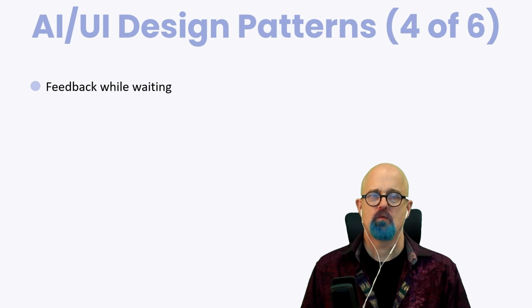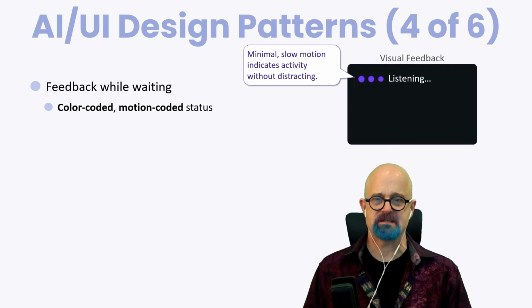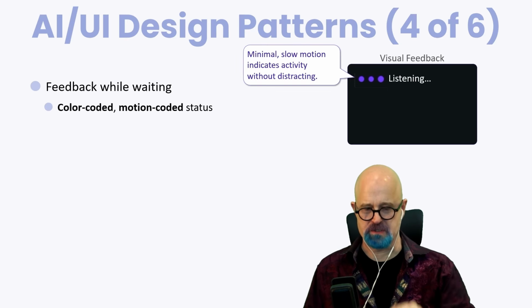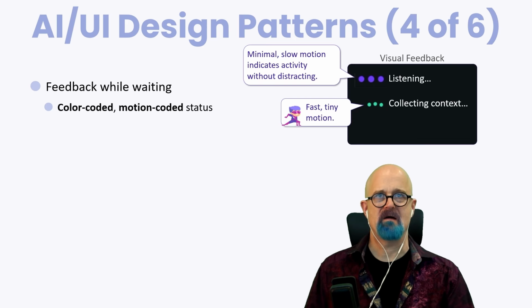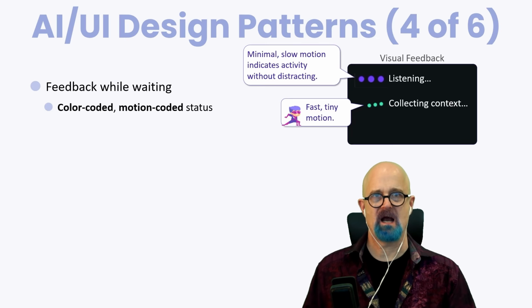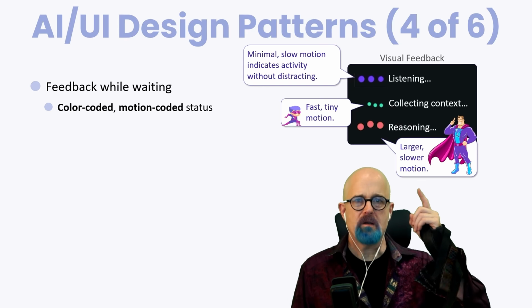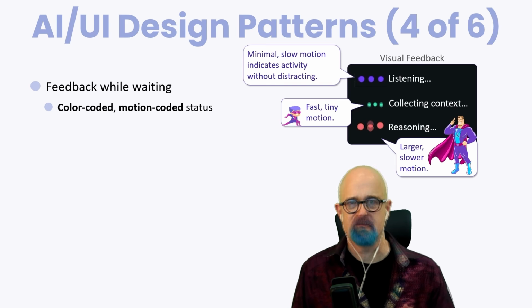Feedback while waiting. We use color-coded, motion-coded status. It looks a little bit like this. When we're listening, we have a minimal animation, just enough to show you that something is happening, but not too much to be distracting. We don't want to distract you while you're talking. When we're collecting context, we have tiny dots moving faster to represent that tiny AI that's collecting context. And when we go to reasoning, we have a larger, slower motion. All of these are here to subtly reinforce what part of the architecture is active in the moment.